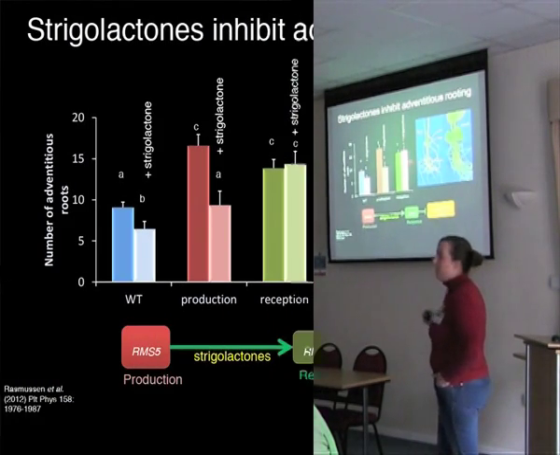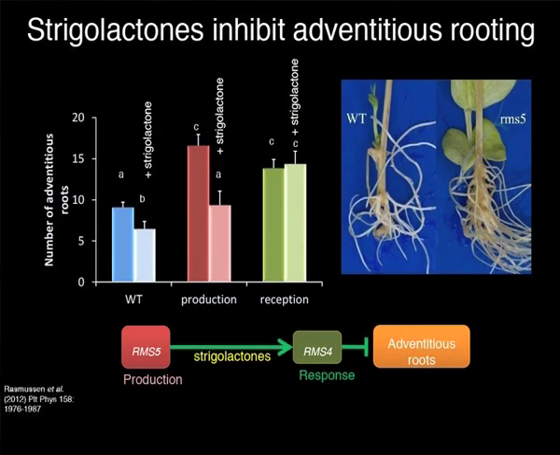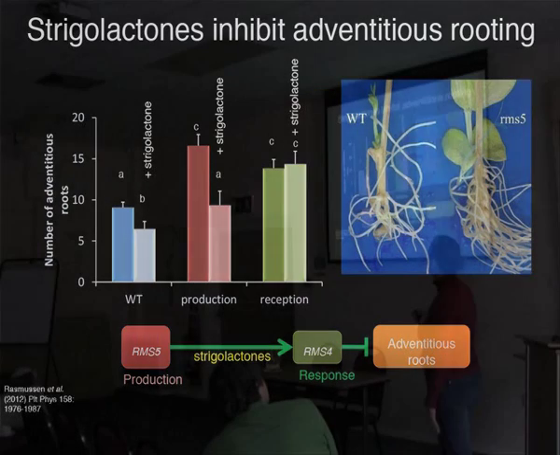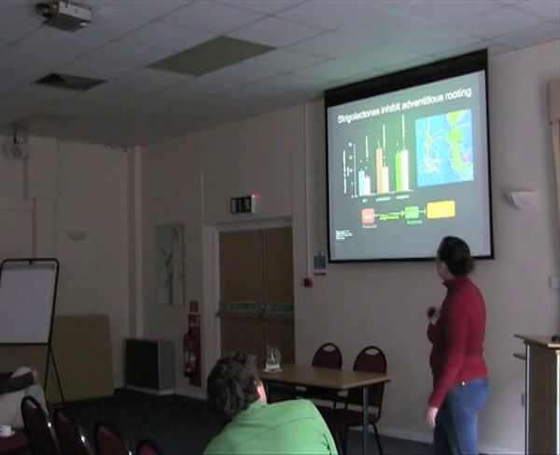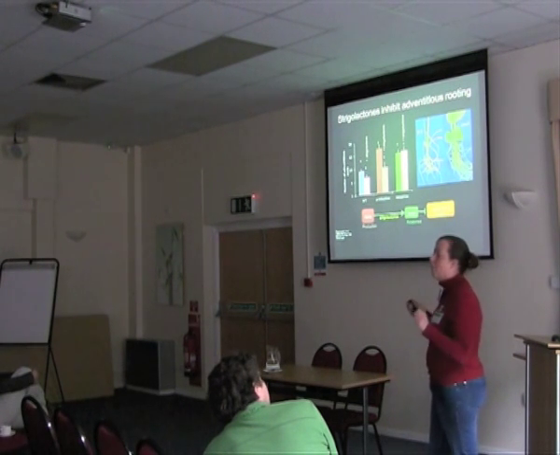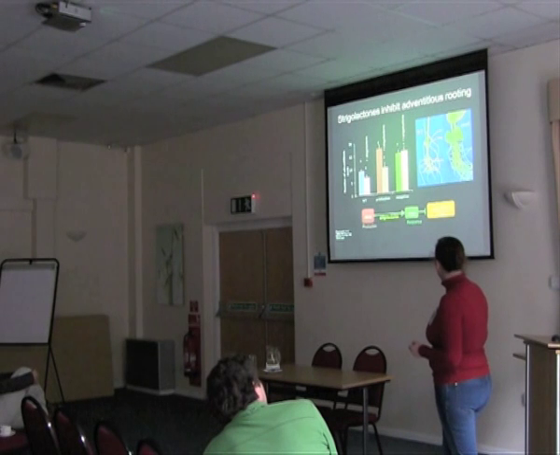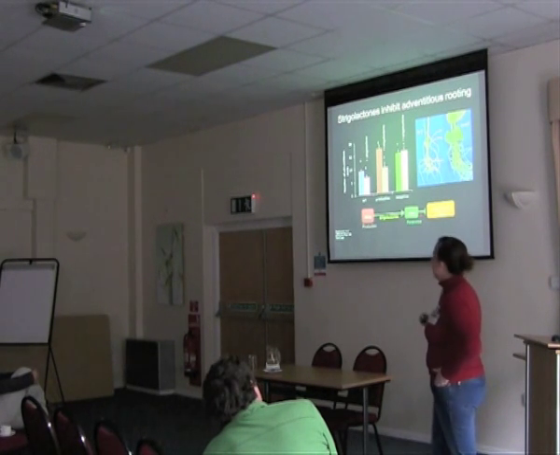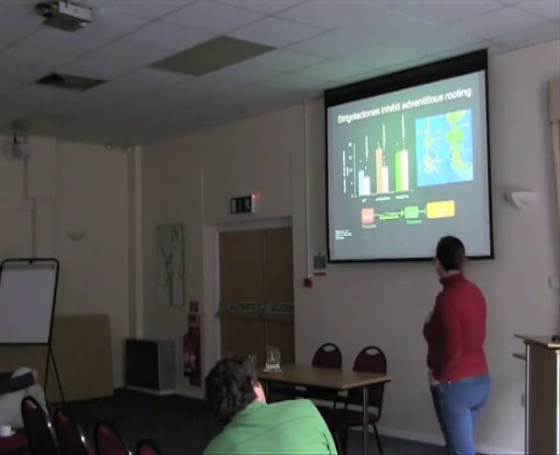And just to show you what this looks like, this is a cutting of a wild type, and you can see there's an adventitious root here, there's some on the other side. And in RMS5, which is this one here with no strigolactone production, it's everywhere. The number of adventitious roots is much, much increased. And this is really typical. I could just pull out a cutting and know exactly what it was just from the number of roots it had. So it looks like this pathway is not only blocking branching, but also blocking adventitious root formation.